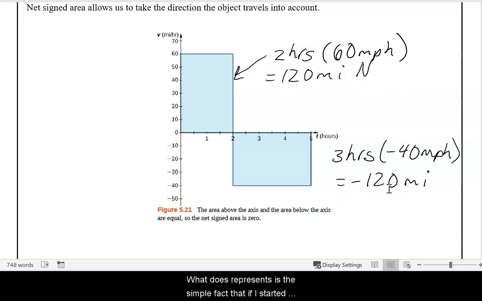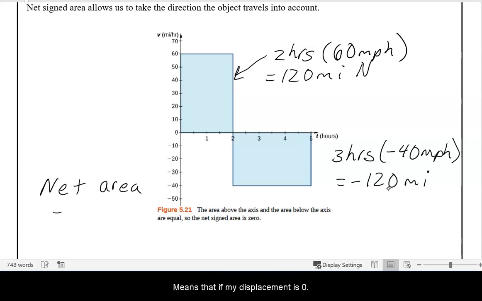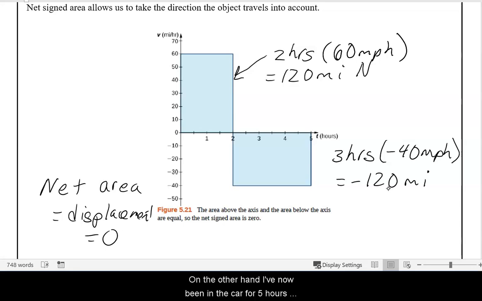What this represents is the simple fact that if I started and headed north and went for 120 miles, and then I headed south and went for 120 miles, my net displacement is 0, so the net area represents the displacement. On the other hand, I've now been in the car for 5 hours, and I certainly don't feel like I haven't gone anywhere. I feel like I've been in the car and I've traveled for 240 miles.